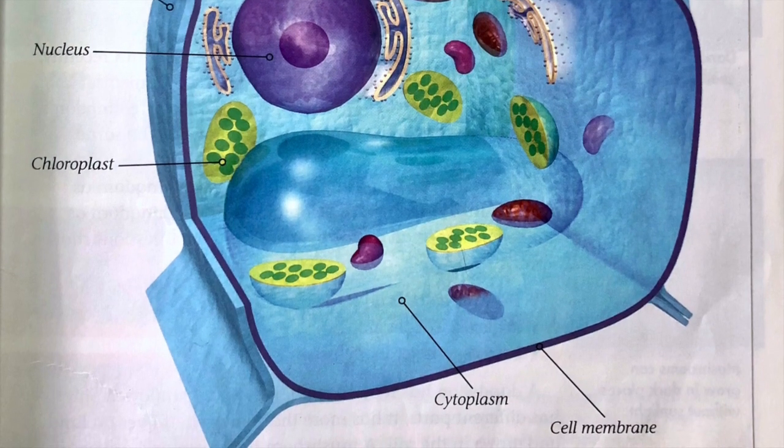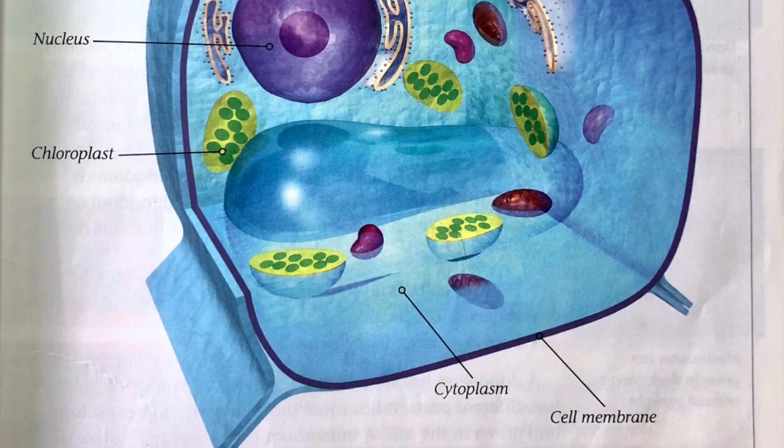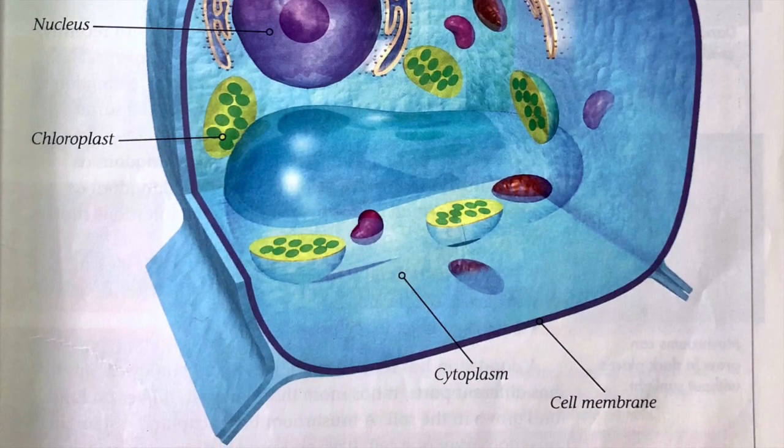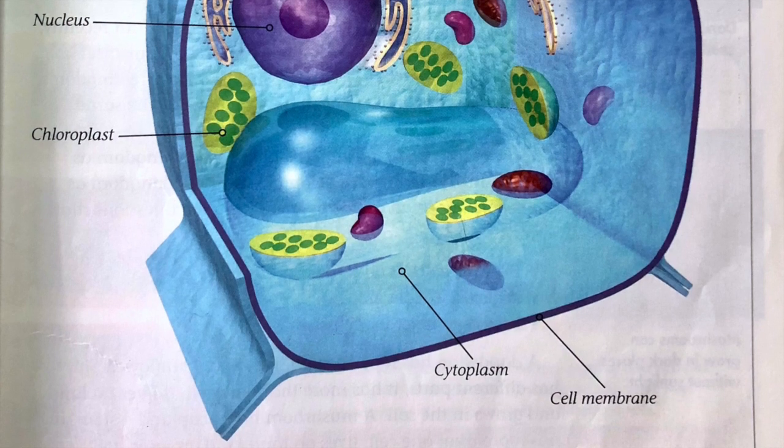So then you see the nucleus right in the middle. That's kind of like the brain of the cell. You see the chloroplast, and then at the bottom you see the cytoplasm is labeled, which is all the stuff on the inside.